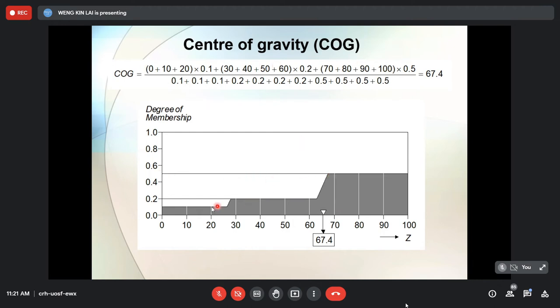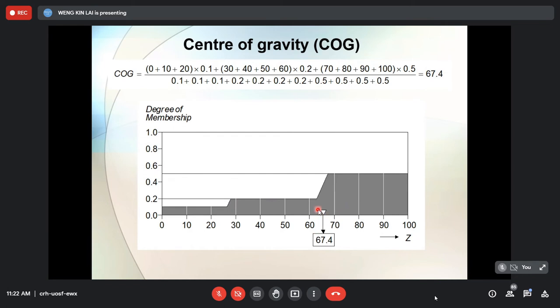Divided by all the memberships that you have sampled: 0.1, 0.1, 0.1, 0.2, and it goes on. And once you calculate this one, you get the answer 67.4 over here.